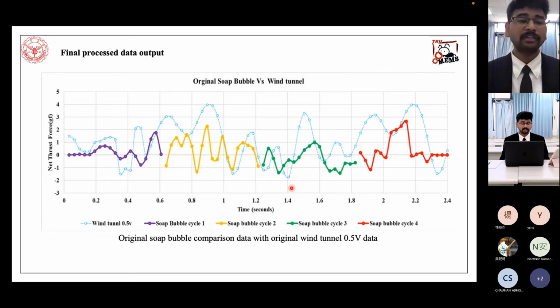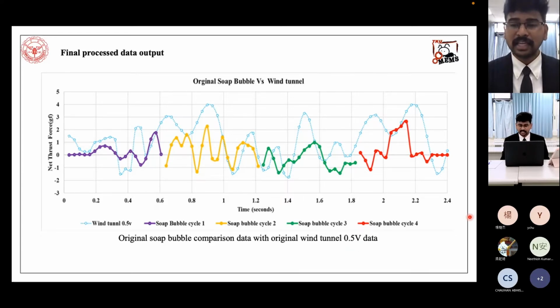So now moving on with my wind tunnel data process. Here you can see similarly the flapping cycles 1, 2, 4. But now the data comparison is with my original wind tunnel data, which I collected in my wind tunnel with 0.5 voltage as the input voltage.